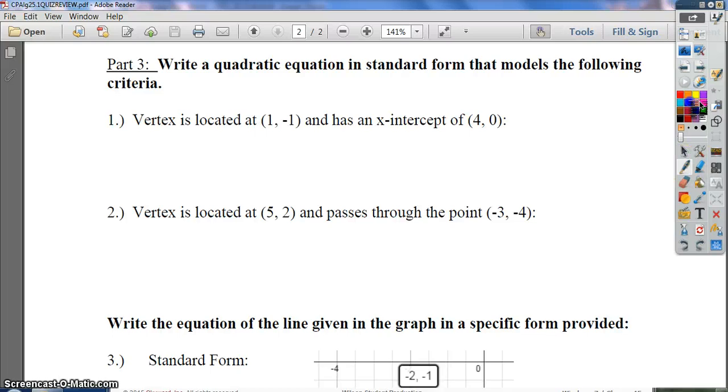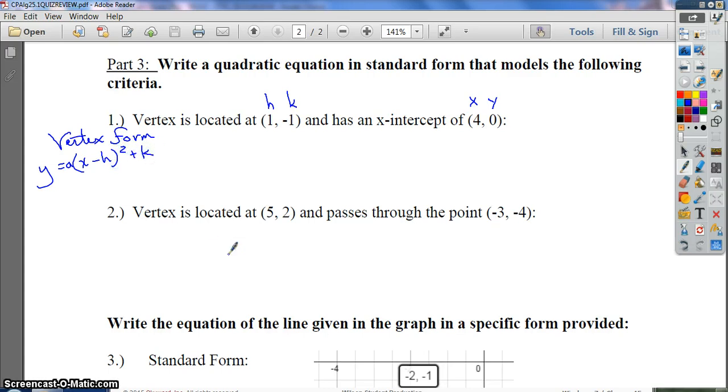Okay, write it in standard form. Now these babies take a little bit of time, so be patient. Vertex is located at this, so that's H and K, and this is X and Y. These are your intercepts. Now, because you have vertex, I would suggest doing vertex form. Now remember your equation from vertex form. It will be y equals a times (x minus h) squared plus k.